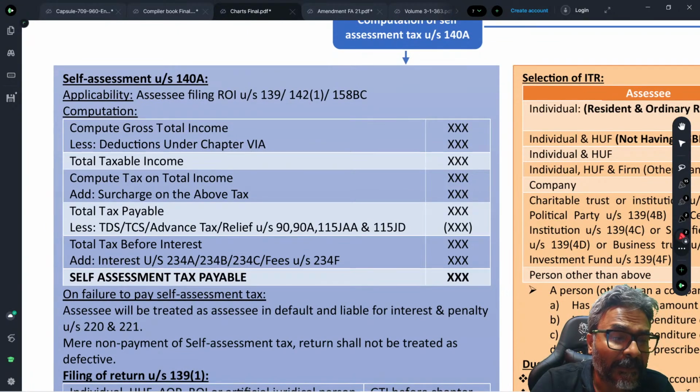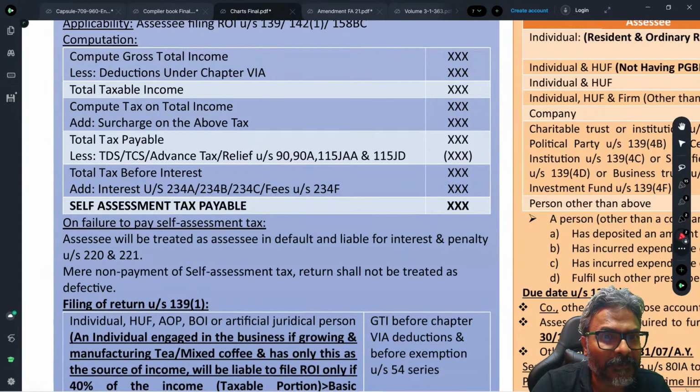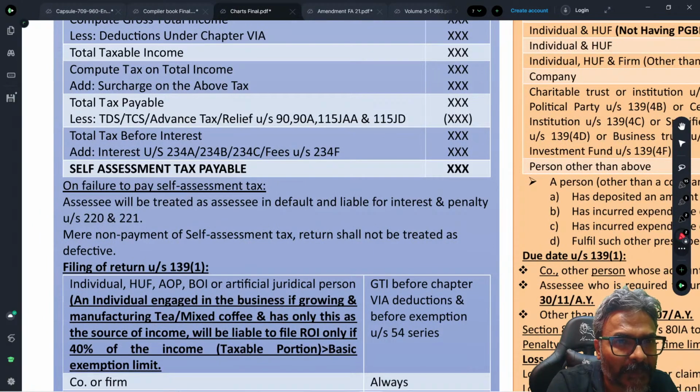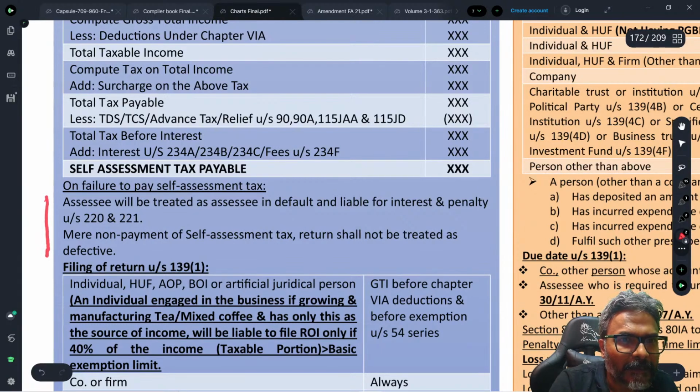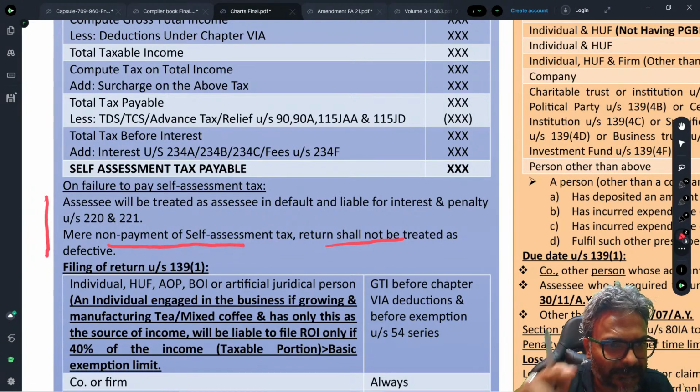Earlier, a ROI which was filed without the self-assessment tax being paid was considered defective. But now such returns are no longer considered defective, students, and that is one thing you should always be careful about. So if you see over here in this context, mere non-payment of the self-assessment tax, the return of income shall not be treated as defective. Just keep this point in mind.